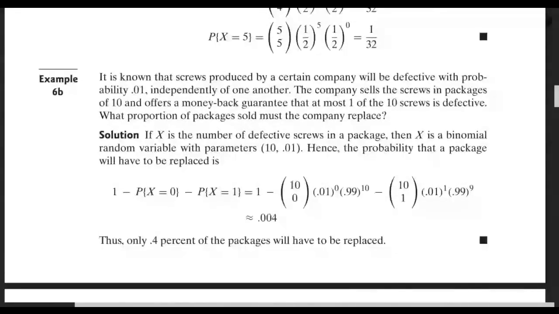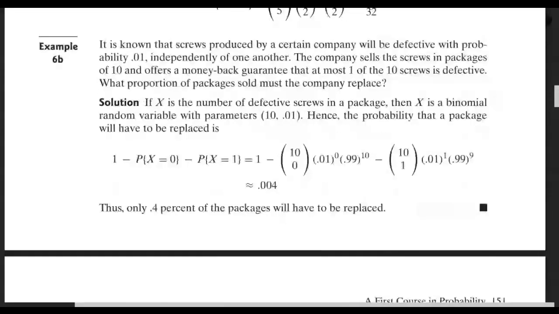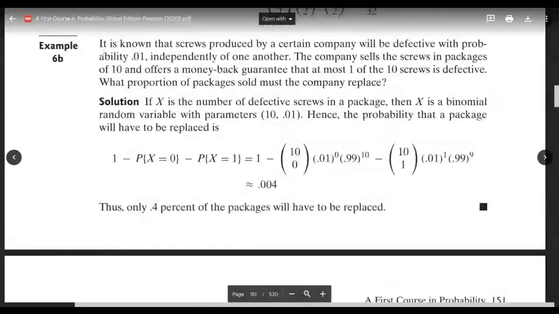Let's see 6b. If anyone has any questions, let me know. It's known that screws produced by a certain company will be defective with a probability of 0.01, independently of one another. The company sells the screws in packages of 10 and offers a money-back guarantee that at most one of the 10 screws is defective. What proportion of packages sold must the company replace?